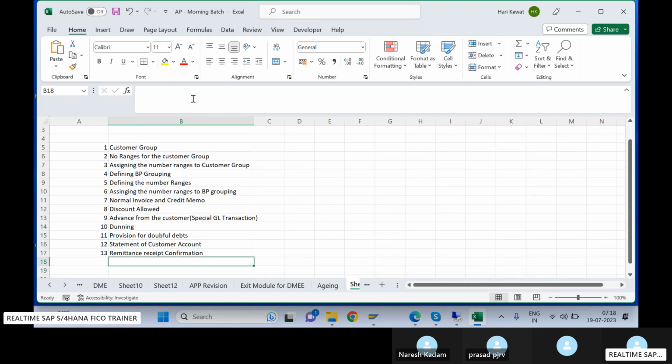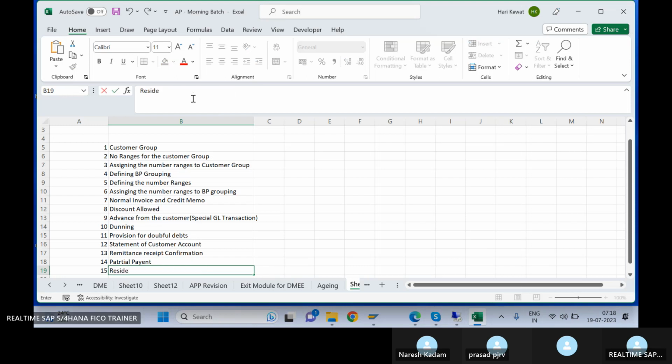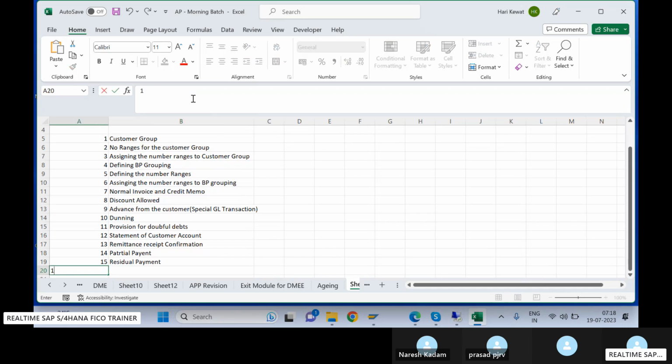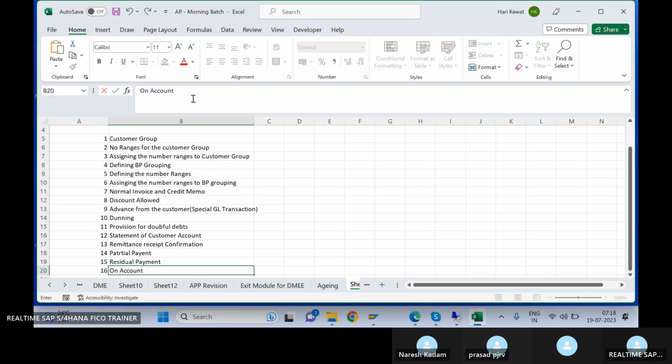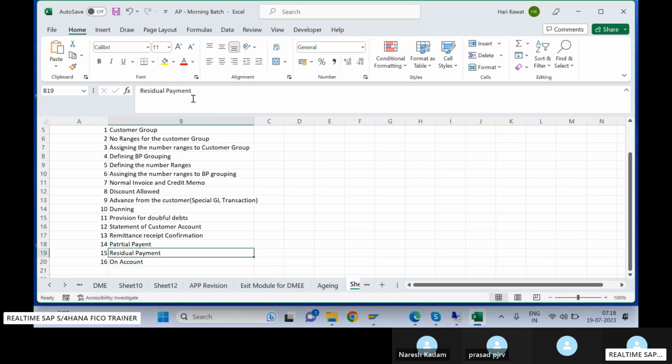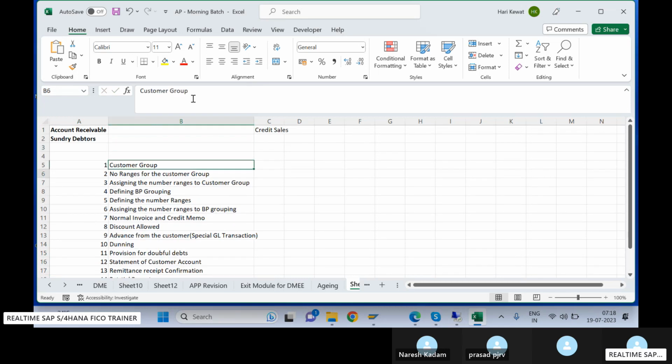And partial and residual is everywhere, either customer or vendor. So you have to learn how to account for partial payment, how to account for residual payment, how to account for your unaccounted items. All this you have to learn in account receivable.